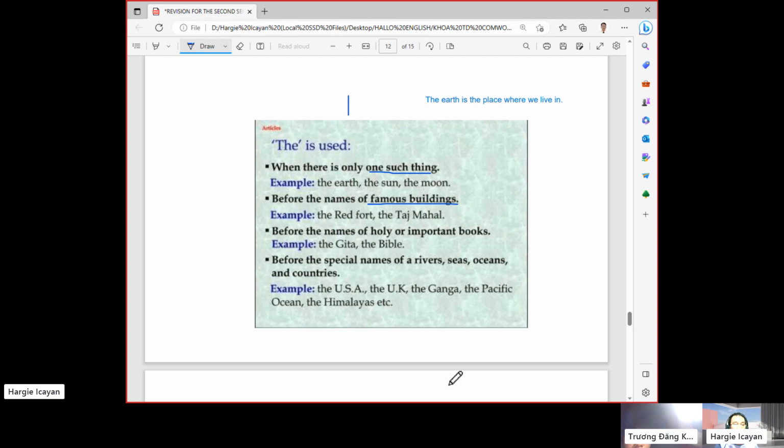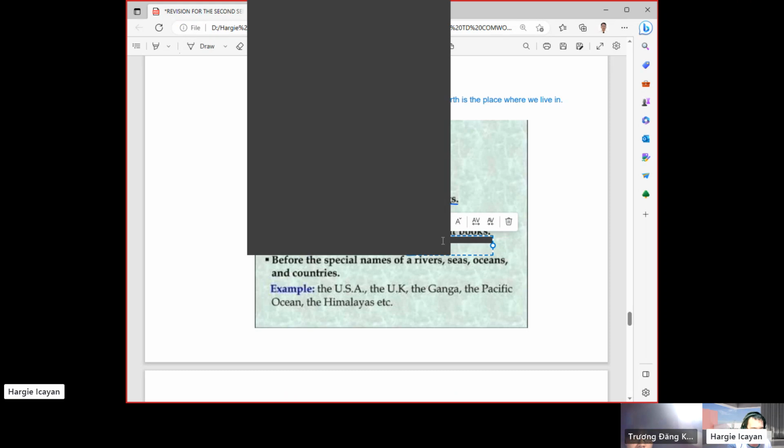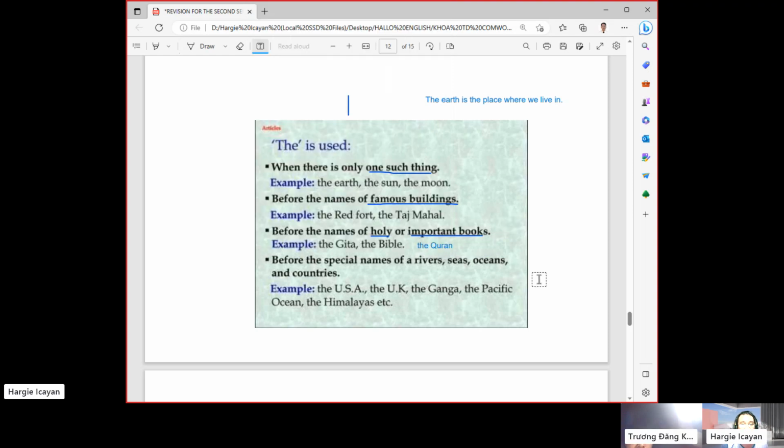Next, when do we use the? Before the names of holy or important books, like for example, the Gita or the Bible. The Gita and the Bible are holy or important books. Or you can also say the Quran. The Quran is the Bible of Muslims. So the Quran is the Bible of the Muslim people.